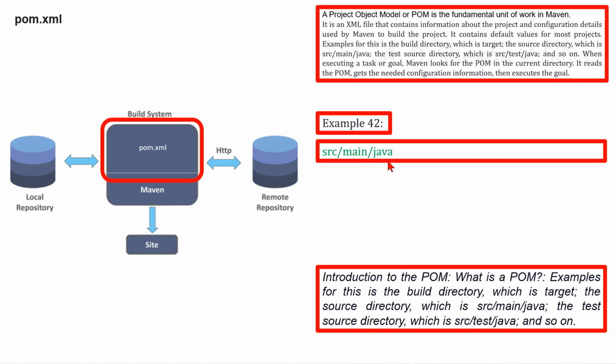When executing a task or goal, Maven looks for a POM in the current directory. It reads the POM, gets the needed configuration information, then executes the goal. Some of the configuration that can be specified in the POM are the project dependencies, the plugins or goals that can be executed, the build profile, and so on. Other information such as project version, description, developers, mailing list, and such can be specified.